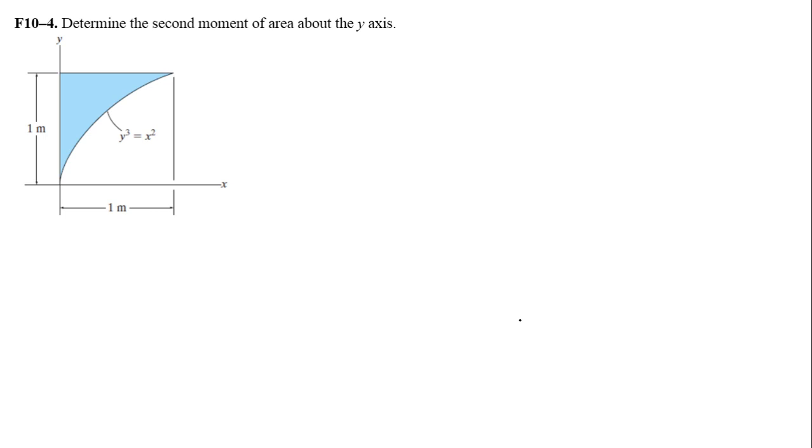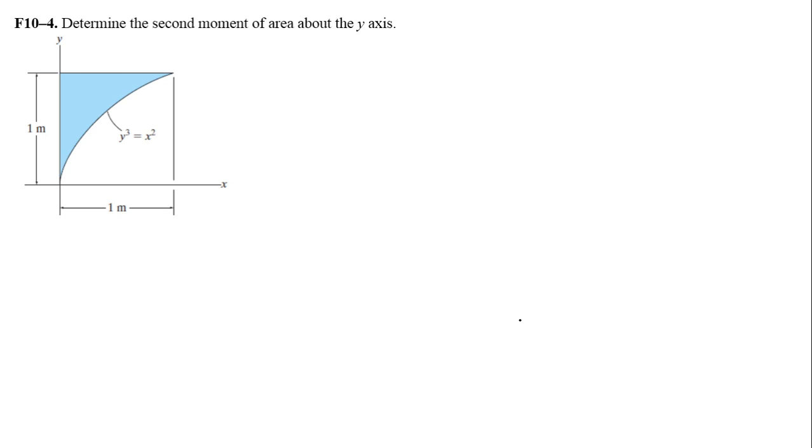The equation of this curve is defined here, and this gives you an idea that we have to use integration in this problem to find the value of the second moment of area about the y-axis. So we have to find the second moment of area about the y-axis. You have to locate where the y-axis is. The vertical axis is the y-axis, and about this we have to find the value of the second moment of area.